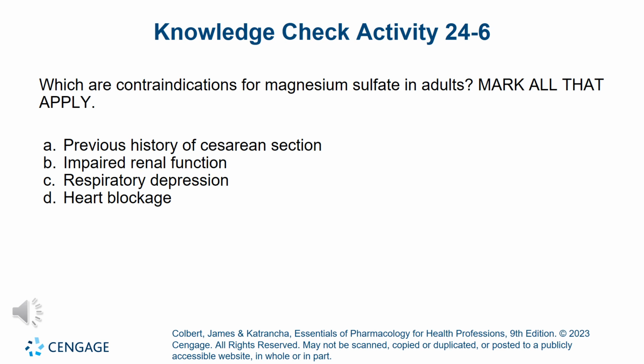Knowledge Check Activity 24-6. Which are contraindications for magnesium sulfate in adults? Mark all that apply. A. Previous history of cesarean section. B. Impaired renal function. C. Respiratory depression. Or D. Heart blockage. Choose the answer, write it down, and you can check it at the end of the video.